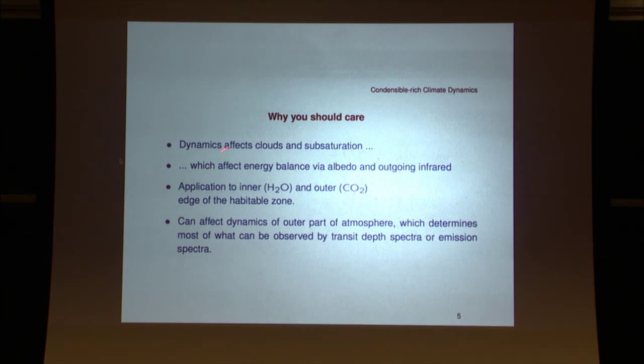And it can also, as I sketched out in the previous slide, affect the dynamics of the outer part of an atmosphere of an exoplanet. And it's that outer part that determines what we see when we look at transit depth spectra or when we look at emission spectra from the solar system. It's an interesting question whether what we see is probing down into the condensation layer and seeing clouds there, or in a radiative layer that's non-convective and non-condensing further up. And that depends on composition.